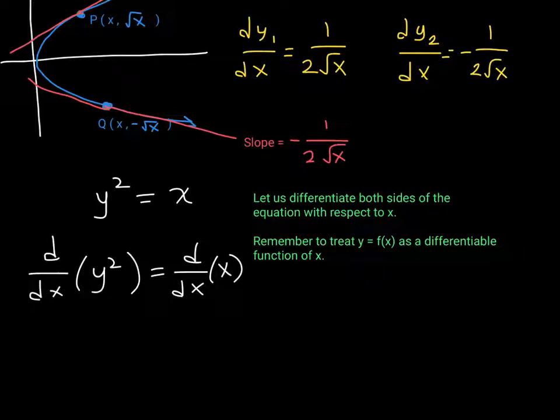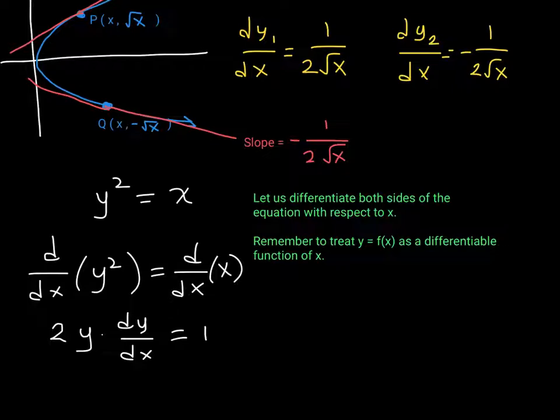All right, very good. Now, this is going to be the chain rule, because remember, y is treated as a function of x. So it'll be the power rule and the chain rule. The power 2 comes down, and now y is being raised to the power of 2 minus 1, which is 1, times the derivative of y with respect to x. Remember, y is a function of x. So the derivative of y with respect to x is basically dy/dx. And the right-hand side is 1. The derivative of x is 1.